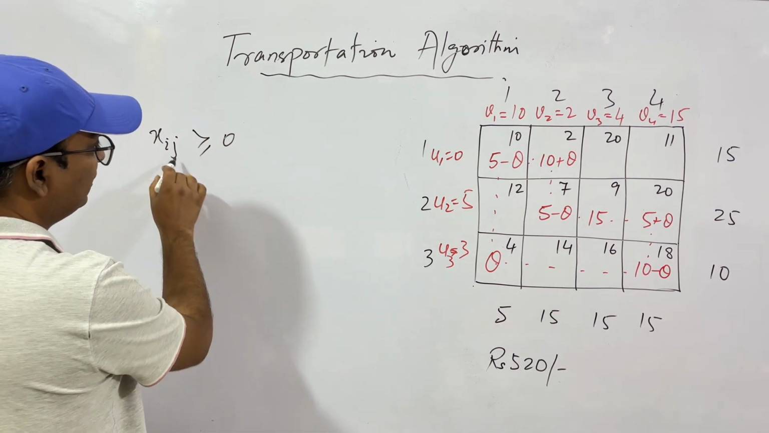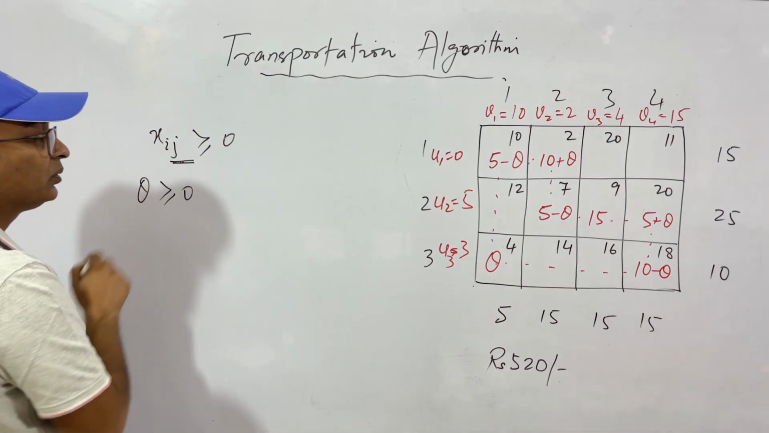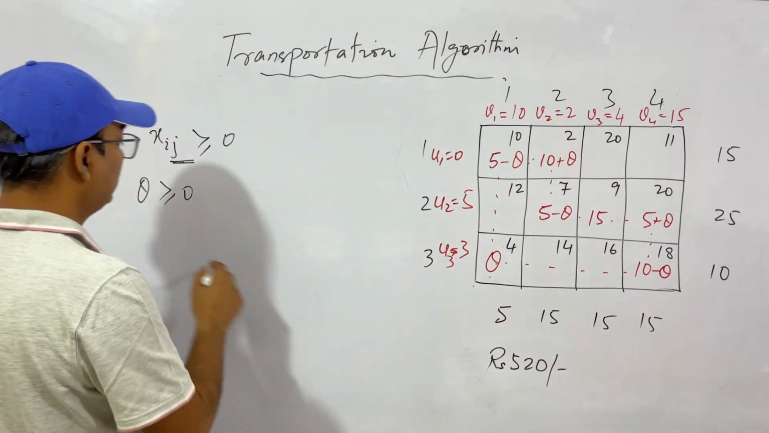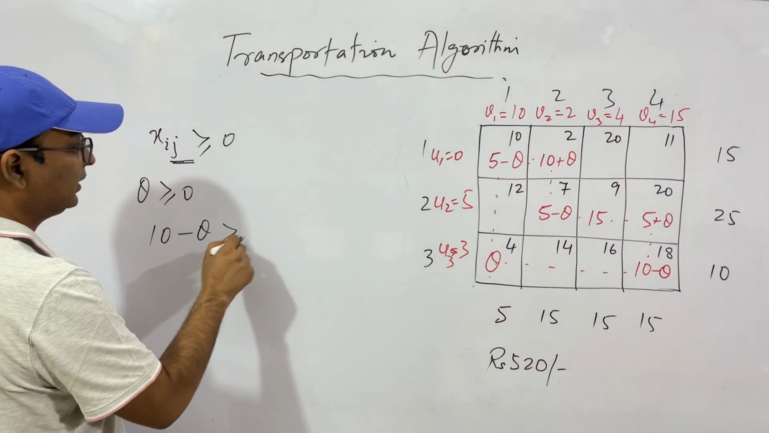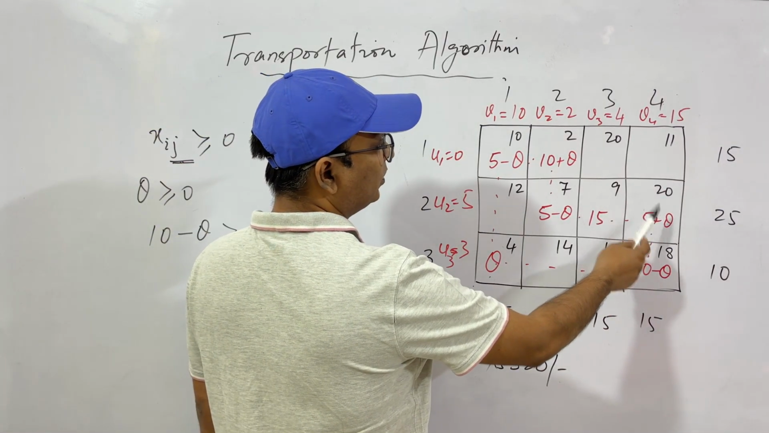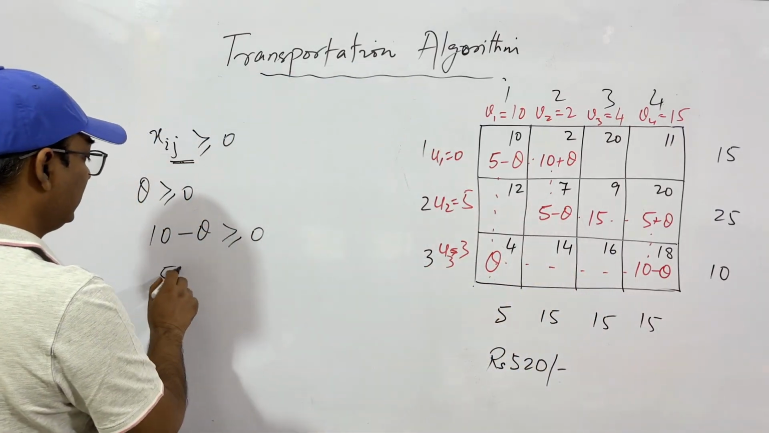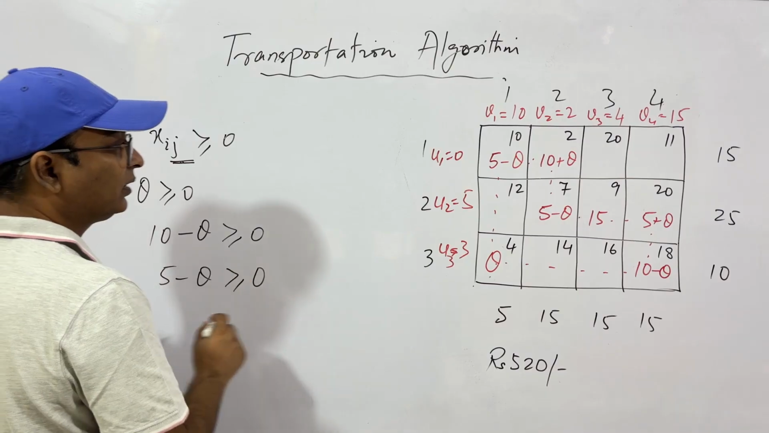This means, to satisfy this, theta has to be greater than or equal to 0, because it is a variable now. Similarly, 10 minus theta has to be greater than or equal to 0. Then let's not talk of 5 plus theta. Why? Because we don't need it. You'll understand it. 5 minus theta again, 5 minus theta has to be greater than or equal to 0.